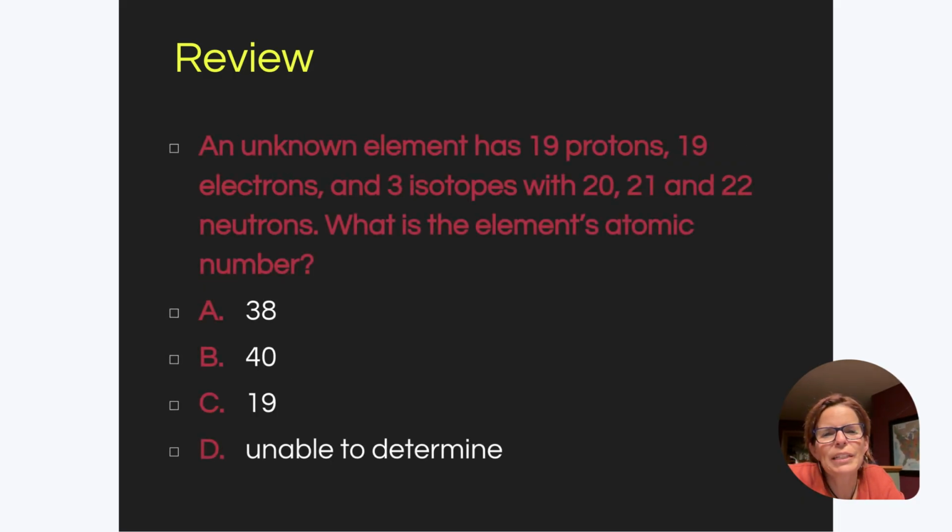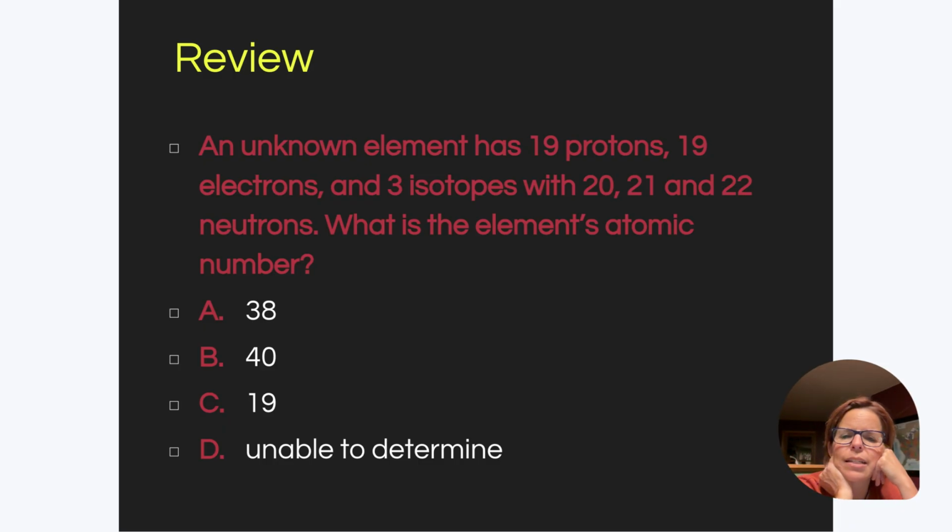And then this one's a little bit tricky. An unknown element has 19 protons. If it's unknown, all you have to do is walk over to a periodic table and look for the one that's number 19. If it's got 19 protons, then you know what element it is. It also has 19 electrons, which is important because the protons and electrons are equal. So we call that an atom and not an ion. It doesn't have a charge.